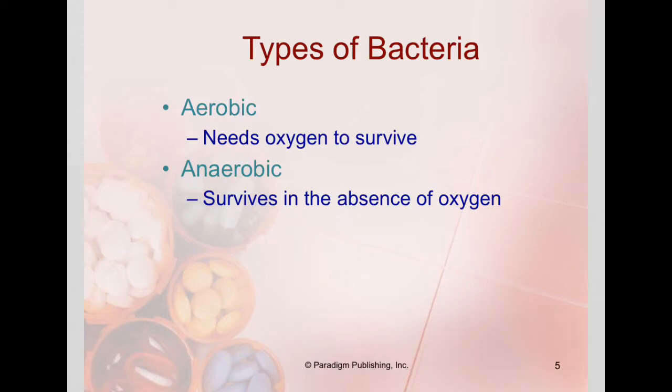There are two types of bacteria. If the bacteria needs oxygen to survive, then it's called aerobic. If it doesn't need oxygen to survive, it's an anaerobic bacteria. Both types are responsible for causing different kinds of infections. One type of infection you need to know is nosocomial infections, and that's when a patient gets the infection while they're in a hospital.